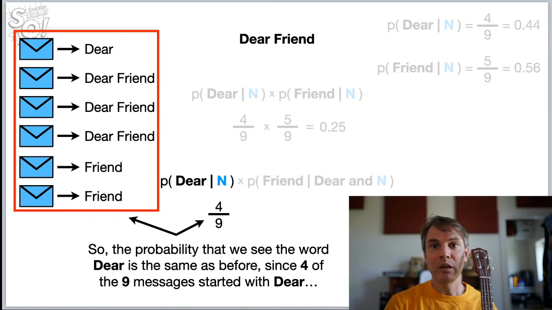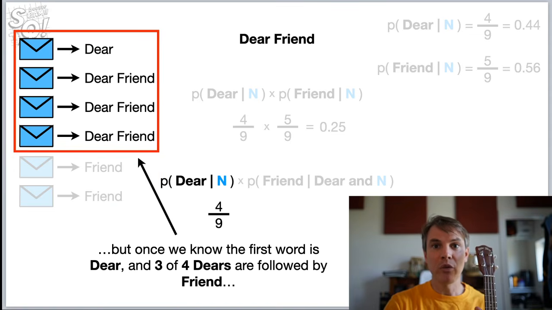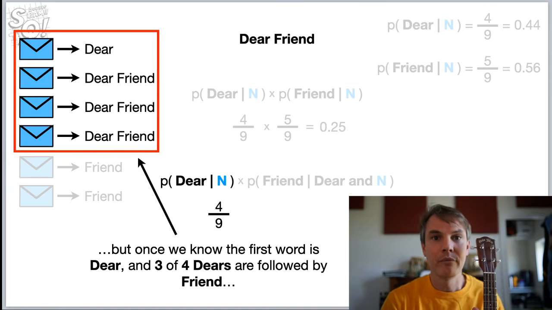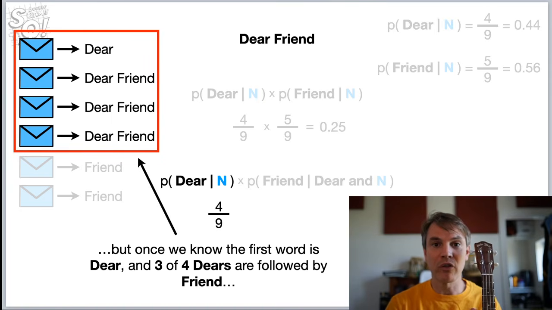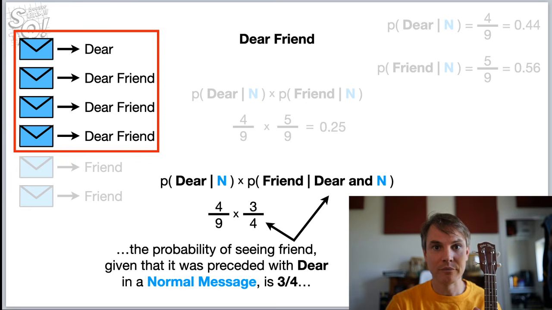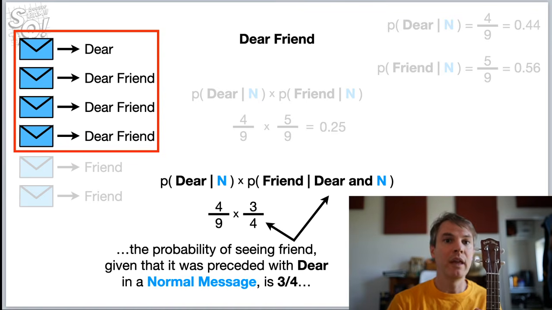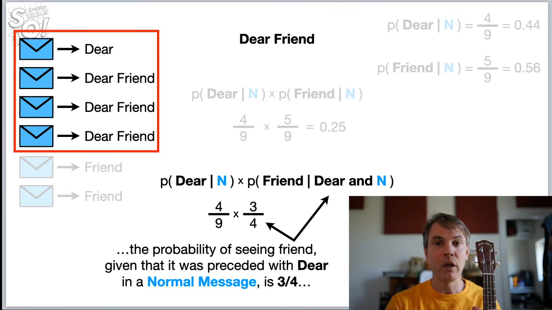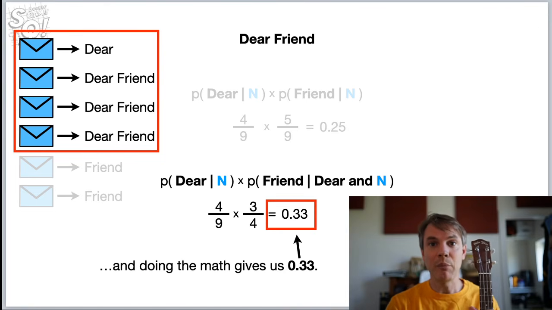So the probability we see the word dear is the same as before, since 4 of the 9 messages started with dear. But once we know the first word is dear, and 3 of the 4 dears are followed by friend, the probability of seeing friend, given that it was preceded by dear, in a normal message is 3 divided by 4. And doing the math gives us 0.33.